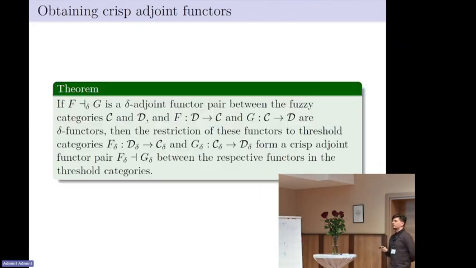And then another important result in my eyes that was obtained is the obtaining of crisp adjoint functors from delta adjoint functors. So whenever we have a delta adjoint functor pair between categories and delta is an idempotent element, we can get a class of adjoint functors in the crisp threshold categories between the respective functors.